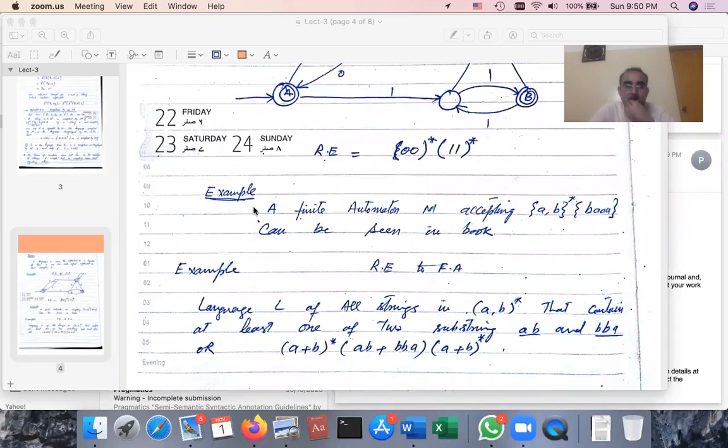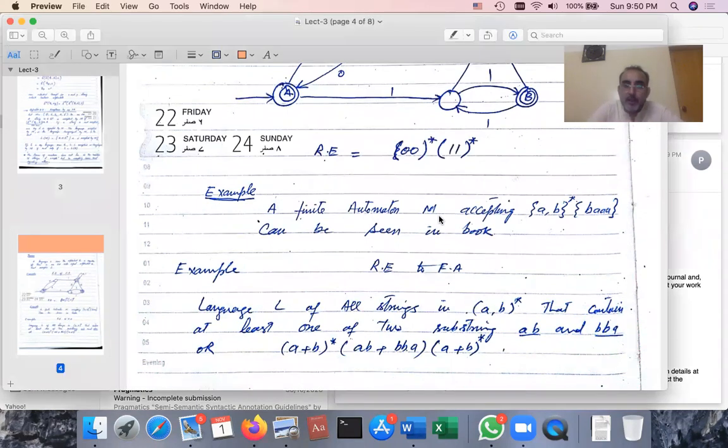Now, there is an example that you have to look into in the textbook of John C. Martin by yourself. This example is of a finite automaton M, and that FA is accepting all possible combinations of (A, B) star, which means all possible combinations of A's and B's. Now the alphabet is changed: rather than 0, 1, we have A and B here. And at the end, we have the substring BAAA. So the substring at the end of all strings would be BAAA.